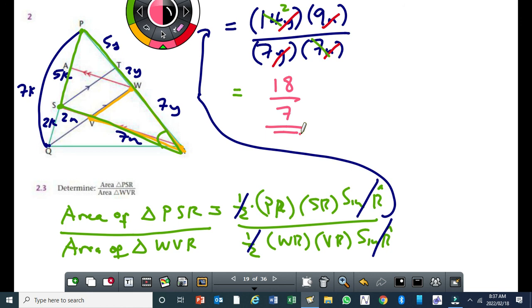So the ratio of PSR over WVR is going to be 18 is to 7. And I'm sure you can agree with me that triangle PSR is greater than WVR. Okay? So this will be your answer.